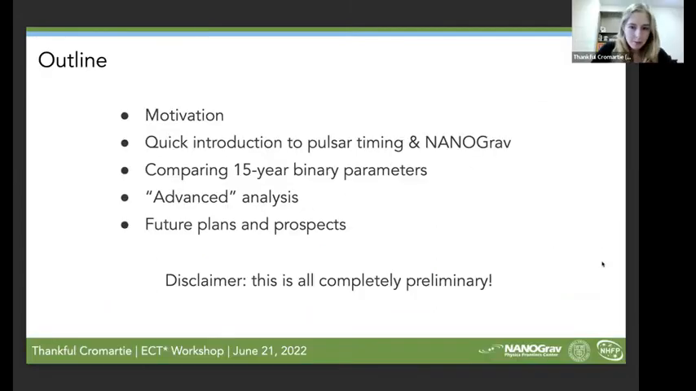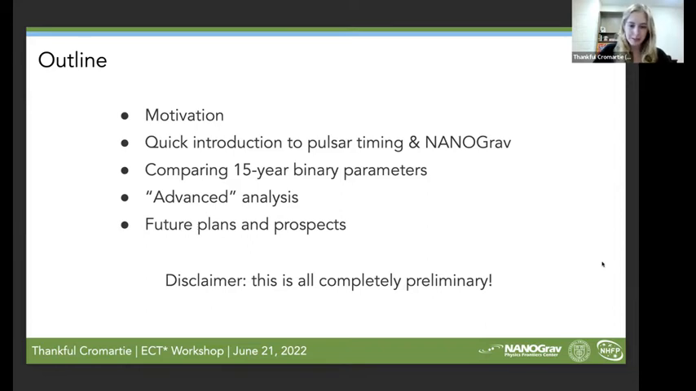Really quickly, I'll tell you what I'm going to talk about. We all know the motivation, but we'll mention that briefly. Do a quick introduction to pulsar timing and NANOGrav as an experiment. This is not going to be new information for very many of you, but I do always like to reintroduce these kinds of things because it's not necessarily a topic you run across every single day. Then we're going to talk about comparing some binary parameters between the NANOGrav 15-year data set and the 12.5-year data set. Then we will go into some more information about advanced analysis that we're doing, as well as future plans.